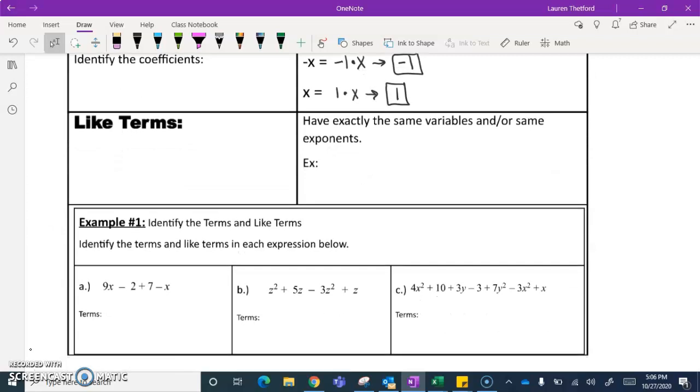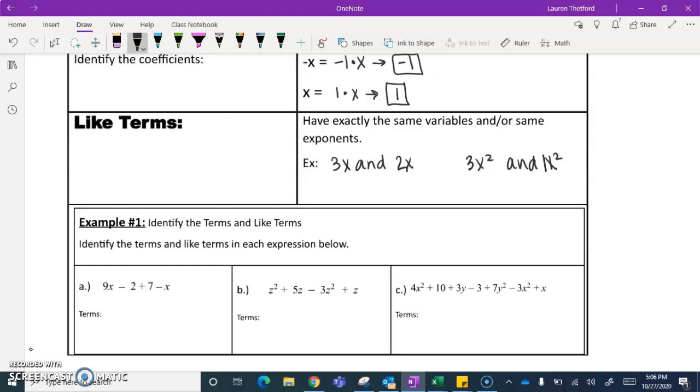All right, so now we're going to look at like terms. So like terms have exactly the same variable and or the same exponent. So in this case, like terms would be things like 3x and 2x, or 3x squared and let's say x squared. And remember, there's that imaginary 1 right here. So it's like 1x squared.